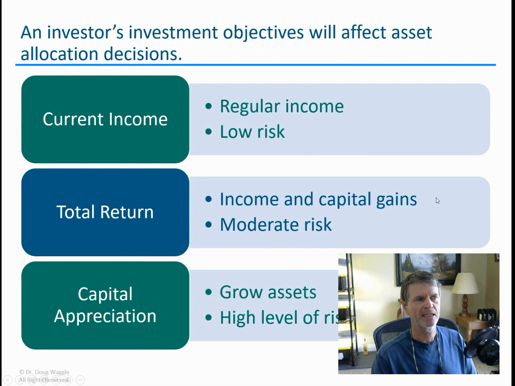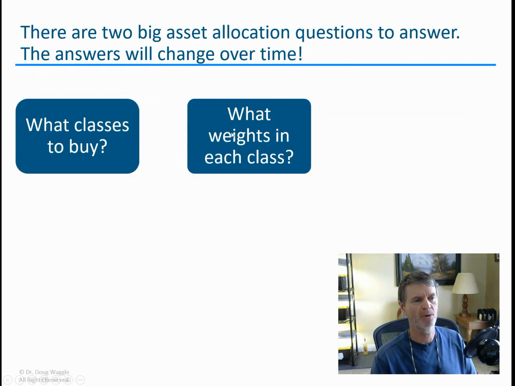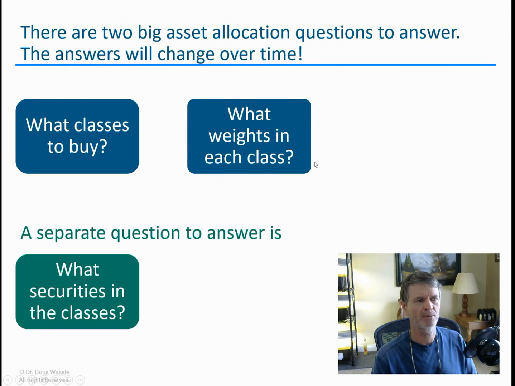So that's what classes to buy, what weights. For you younger people, I would be arguing a large weight. If you're saving for retirement, a large percentage of your money should be in stock. If you're investing for short term, that's not going to be the case. And then after you pick how much in stock, how much in bonds, then you might get to what securities should be in the classes.